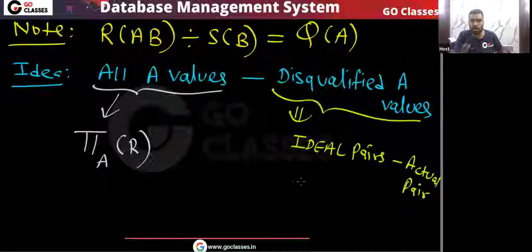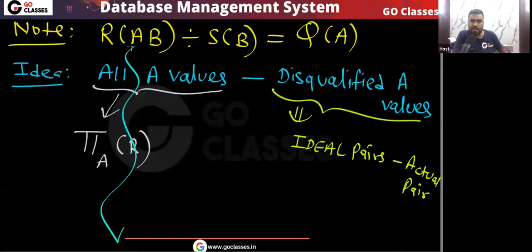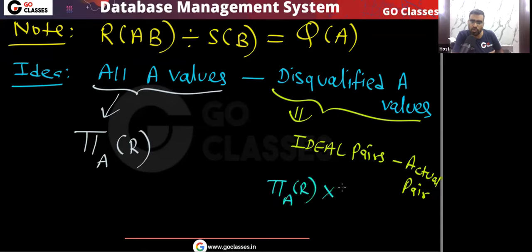So ideal pairs are what? Ideal pairs means these A values should pair with every B value. So ideal pairs are like this: you take these A values from R, you do cross product with S. This is ideal.